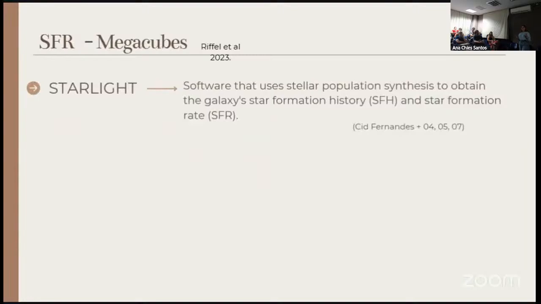To get the star formation rate of this galaxy, you use the STARLIGHT code, which uses stellar population synthesis to obtain the galaxy's star formation histories and star formation rates.